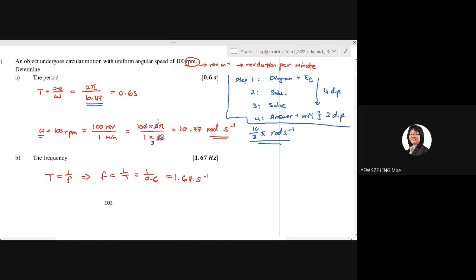Now, of course, you can write it in terms of hertz. Just that hertz is not, I would say, that nice to use. Why? Because now you're looking at a period in terms of second, and this is a base SI unit. So if you want to write it in terms of hertz, also can. That is fine. Just try to get used to the base SI unit. So you have s^-1. So that is your question number 3.